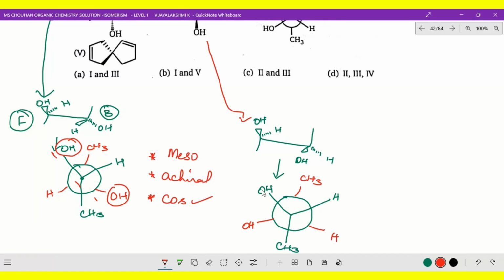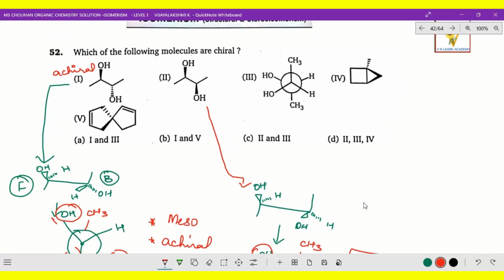Now how do we identify? See, here it is the anti-form, that means the repulsion will be minimum, it is just on the opposite side. So that means it is chiral. This is actually a chiral molecule. POS and COS are absent. POS and COS absent means what? Chiral molecule, right? So the second compound is chiral.